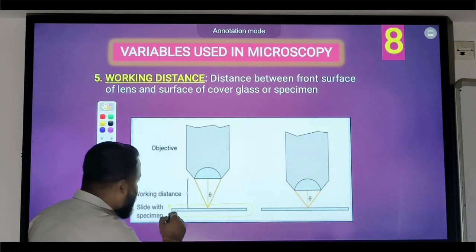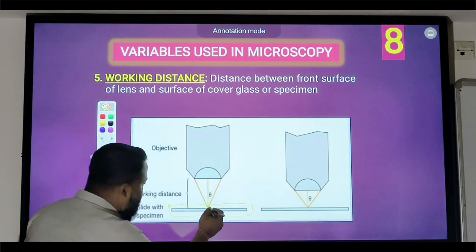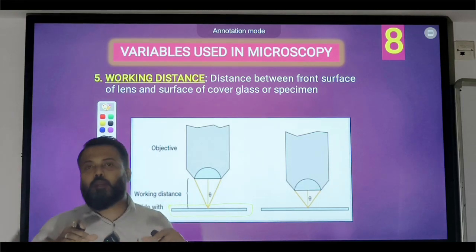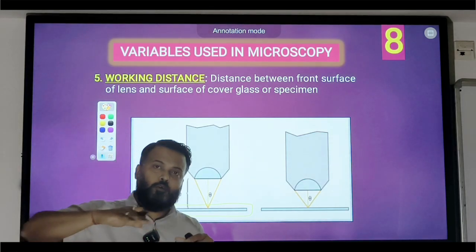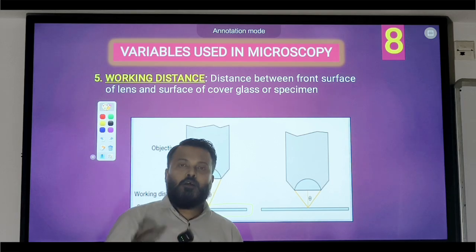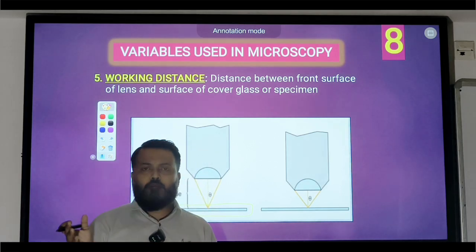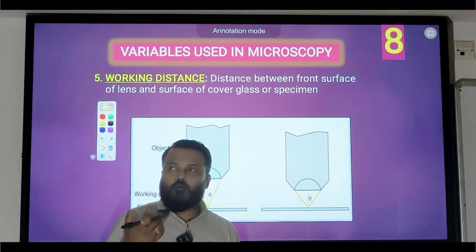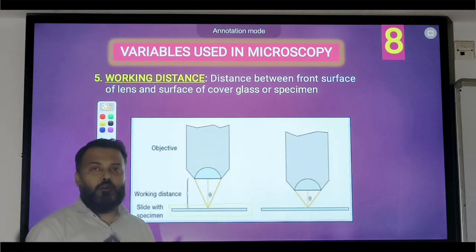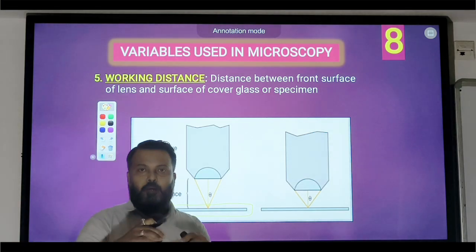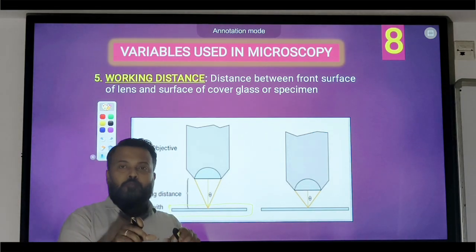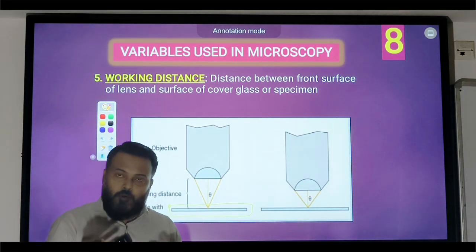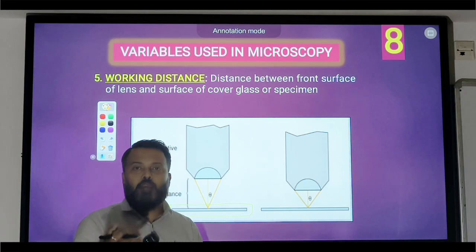Now you have kept your slide on top of the stage clip, right? On the slide there will be two things. Either only the slide will be there onto which your specimen will be attached. On the other hand, if it is a specimen like smears, or suppose you want to prepare one permanent slide, in that case you will fix that particular sample with the help of a cover slip. When you are using a cover slip, the working distance will be different, and if you are using only the specimen, then your working distance will be different.